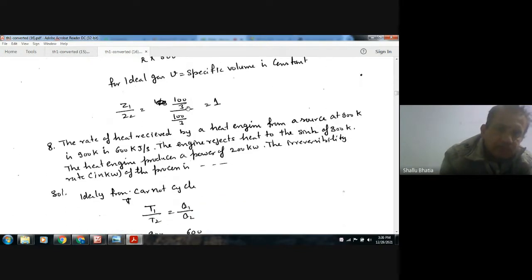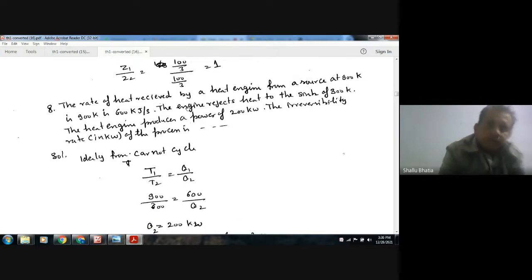Next, the rate of heat received by a heat engine from a source at 900 Kelvin is 600 kilojoule per second. The engine rejects heat to the sink at 300 Kelvin. The heat engine produces a power of 200 kilowatt. The irreversibility rate of the process is?